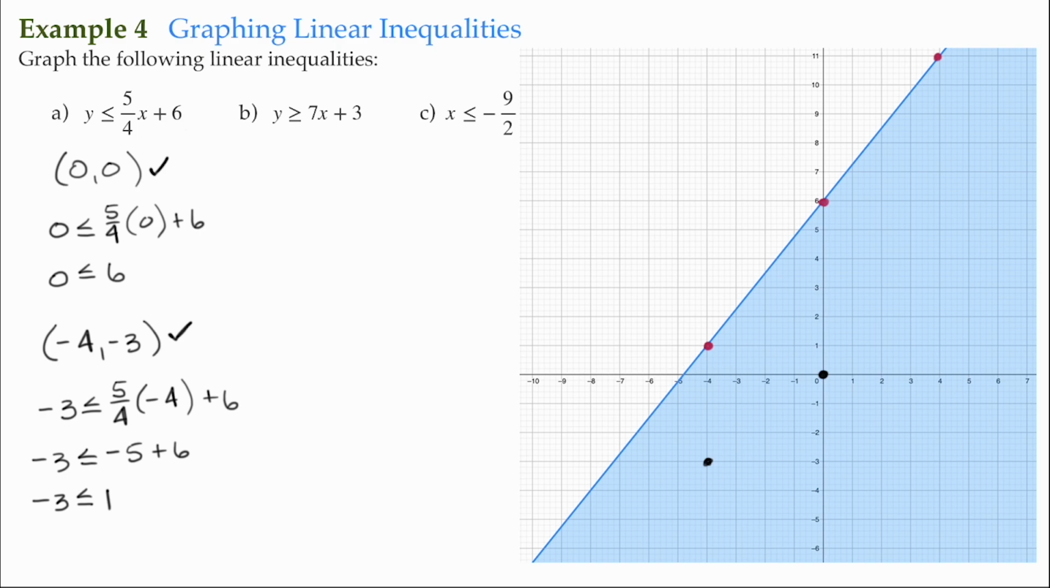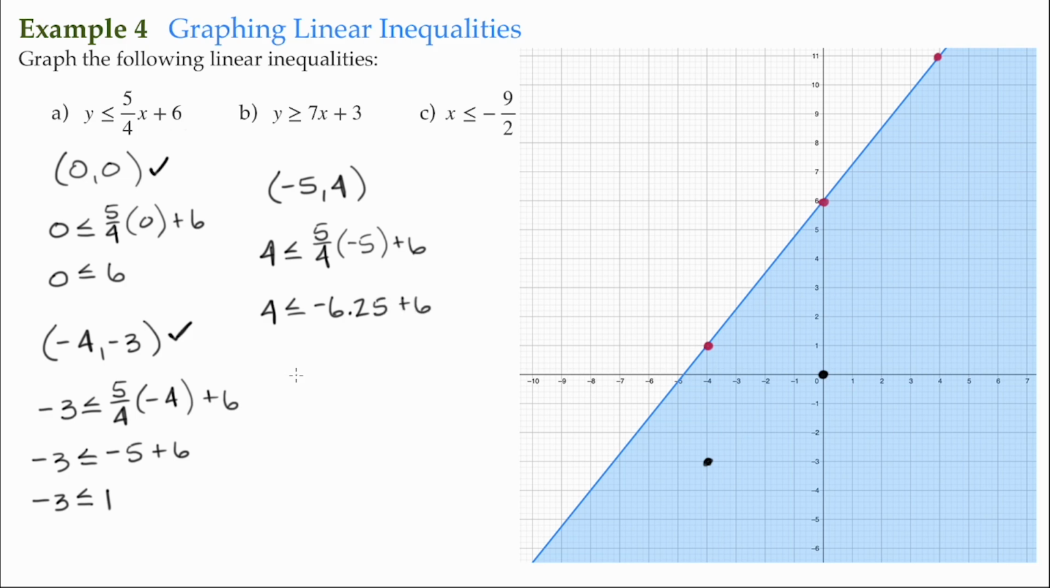We could even check a value that we think might not be in the region. Let's try something like maybe -5 and 4. We just use this coordinate for the x and the y. So that'll give us 4 is less than or equal to 5/4 x, which is -5, plus 6. 4 is less than or equal to 5/4 times -5. That's -25/4. As a decimal, that's -6.25.